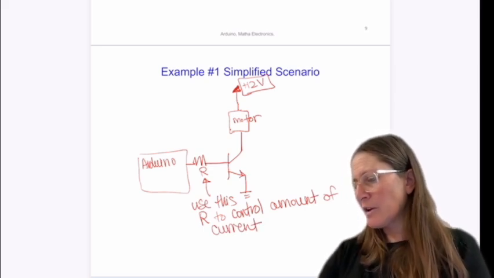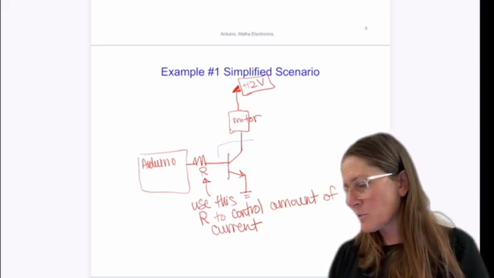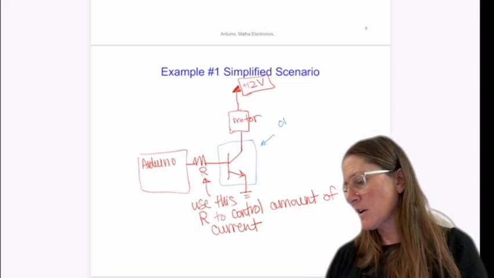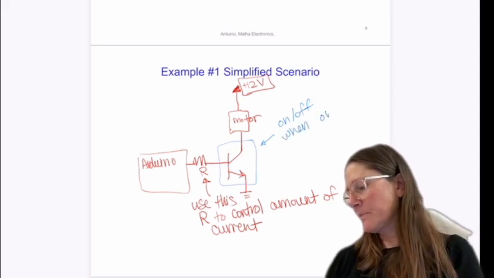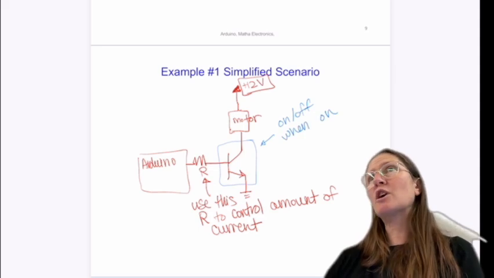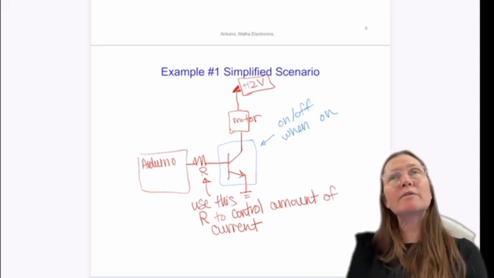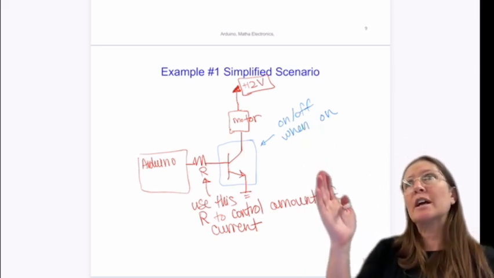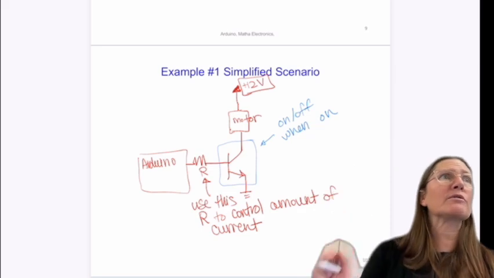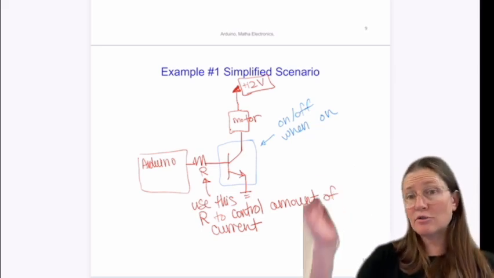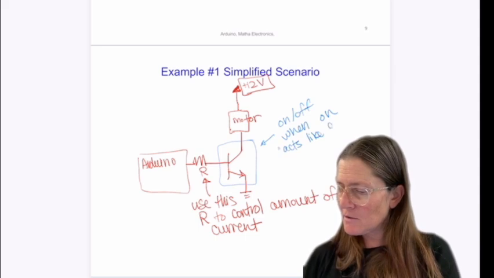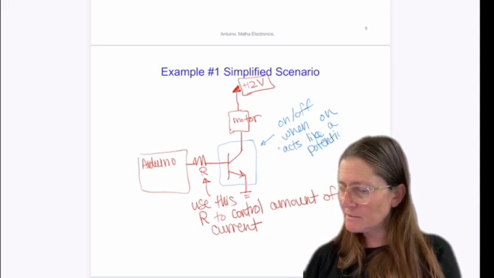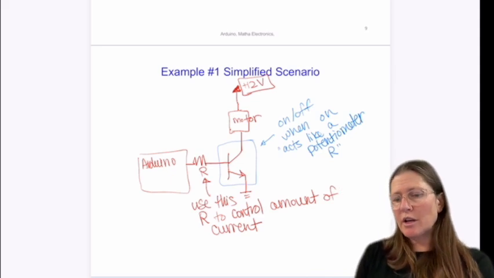Another way to visualize this is that it can be on or off, and when on, it's more like a potentiometer resistor. Depending on how I've turned it on, it acts more like a potentiometer, and that resistance controls the current flow through that branch through the motor. So it acts like a potentiometer resistance. That's one other way that you can visualize this.